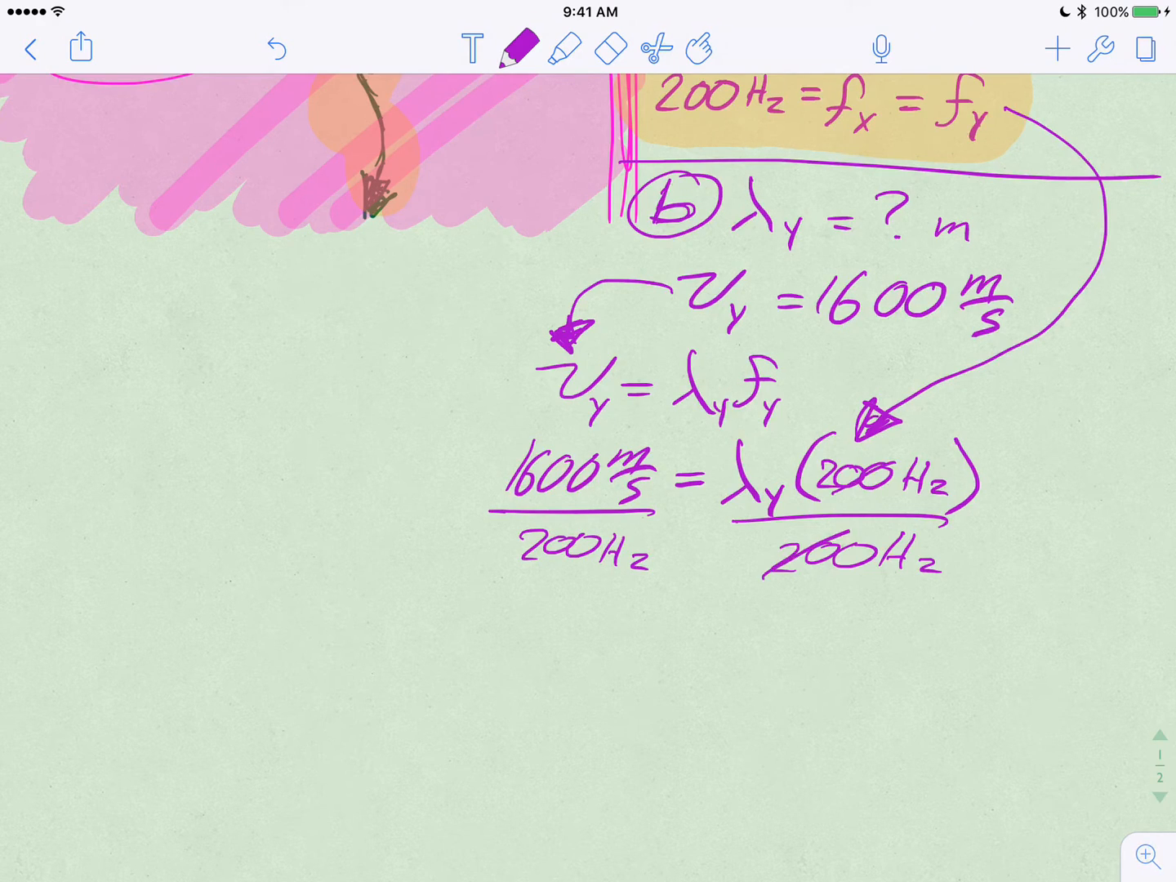And now we get to cancel. And we have 1600 divided by 200. What's that? A nice clean 8 meters per second over hertz.